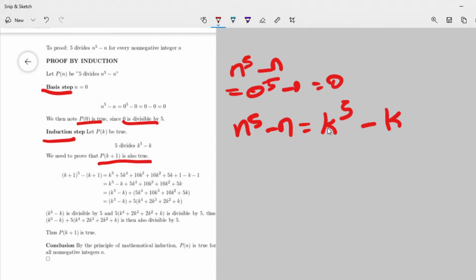So first we take P(k) to be true: 5 divides k^5 minus k. We need to prove that P(k+1) is also true. So I am going to write the k^5 minus k form for the value k plus 1. So k^5 minus k, but here in place of k, I am going to write k plus 1. Again, in place of k we have k plus 1.